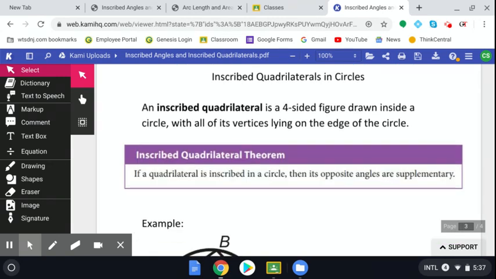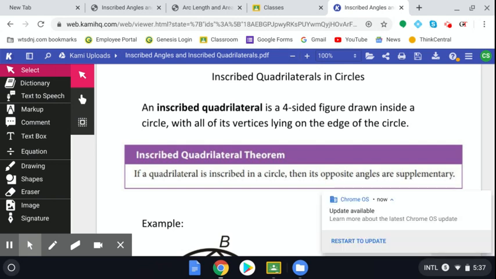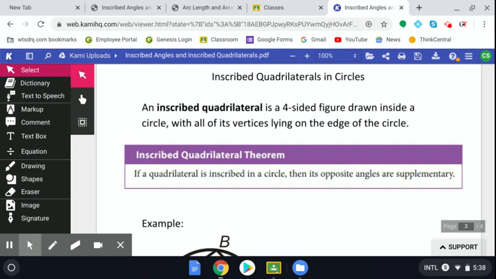Now, you should also know what an inscribed quadrilateral is. An inscribed quadrilateral is a quadrilateral, which means it has to have 4 sides. It's a 4-sided figure that is drawn inside a circle, meaning all the corners of that quadrilateral are going to be on the circle, with all of its vertices on the edge of the circle.